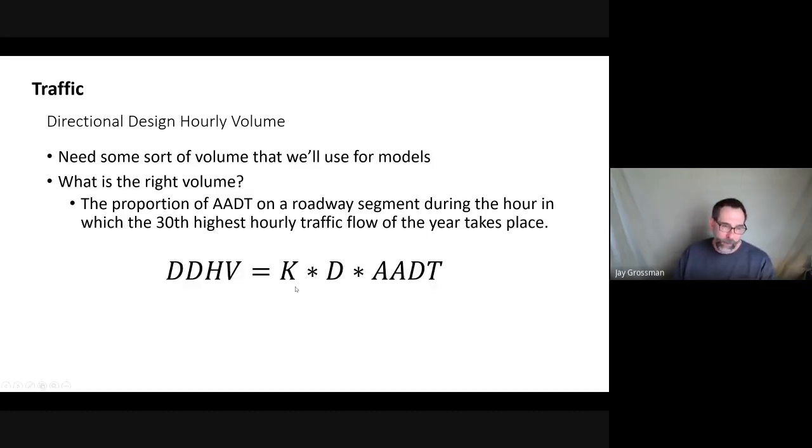And that's exactly what this equation gives you. This is your peak hour factor, basically. This is your directionality factor, and here's what your average annual daily traffic is. And that gives you your directional design hour volume. That's what you'd actually design that direction for, or your road for, when you're doing design, both for traffic signals, for geometrics, and all of that. So it's just K times D times AADT.